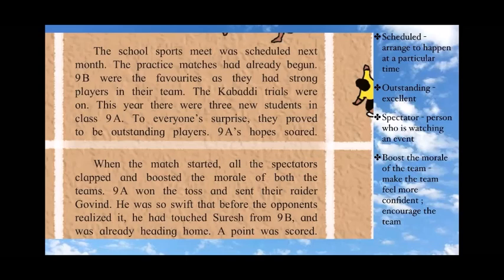So a school sports meet was planned for next month and they had already started practice matches. Now, even before the sports meet started, 9B was the favorite. Why? Because people believed that they had strong players in their team. So, it was expected that they will win.